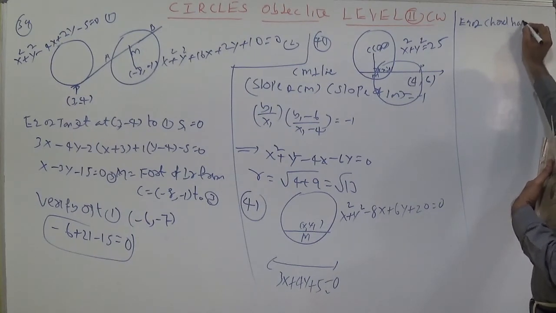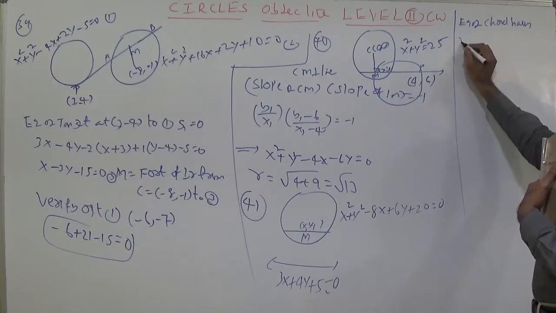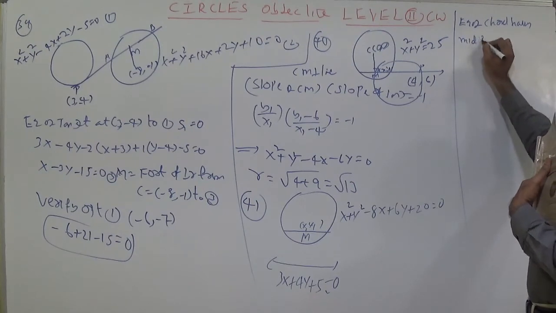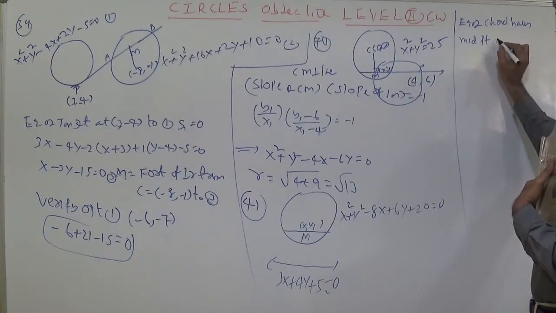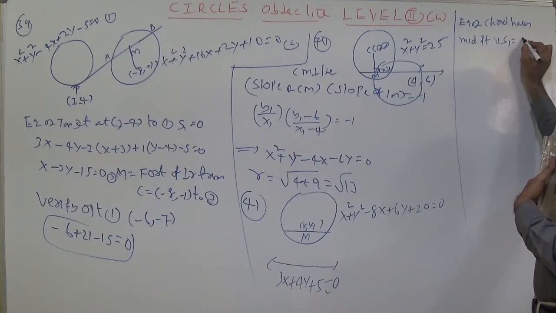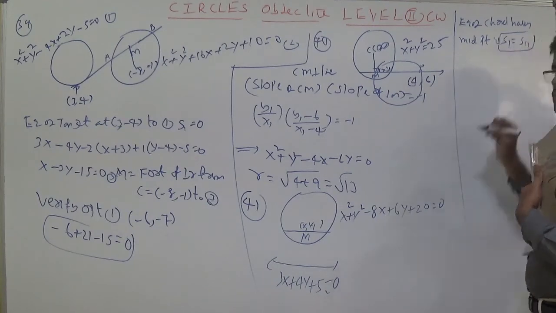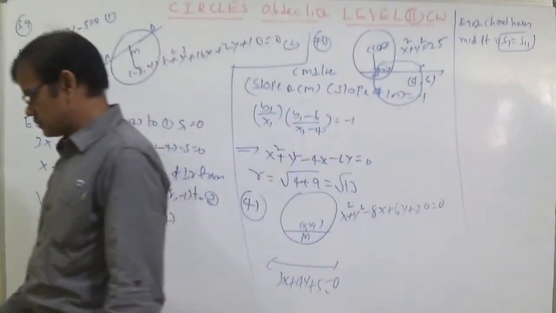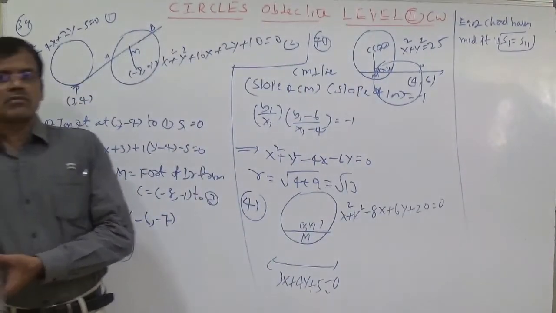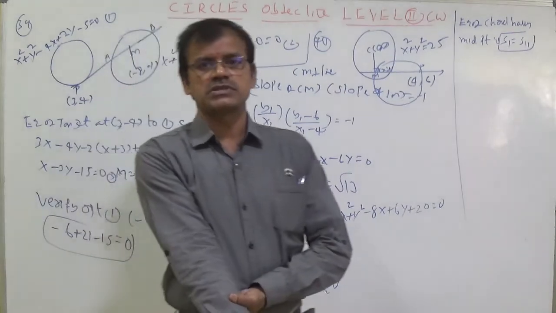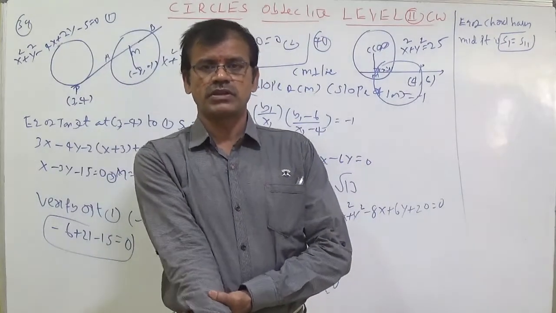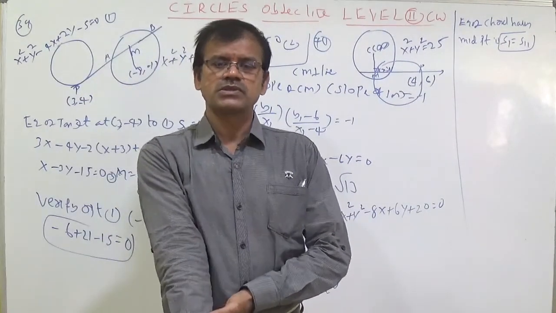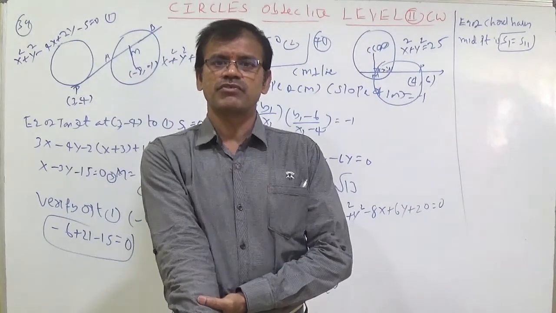Equation of chord having a midpoint. Of course I said proof also. Equation of chord having midpoint is S1 equal to S11. What is S1? x x1 plus y y1 plus g into x plus x1 plus f into y plus y1 plus c. What is S11? x1 square plus y1 square plus 2g x1 plus 2f y1 plus c.